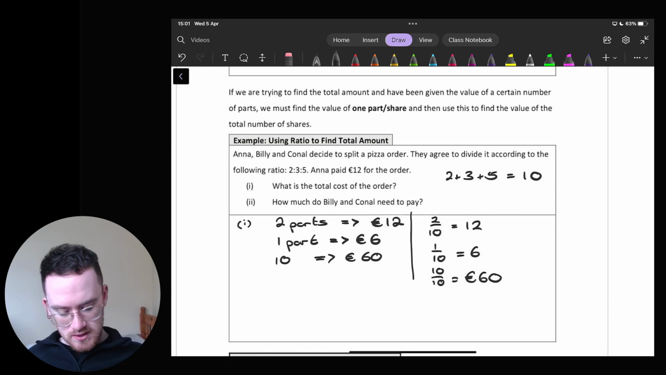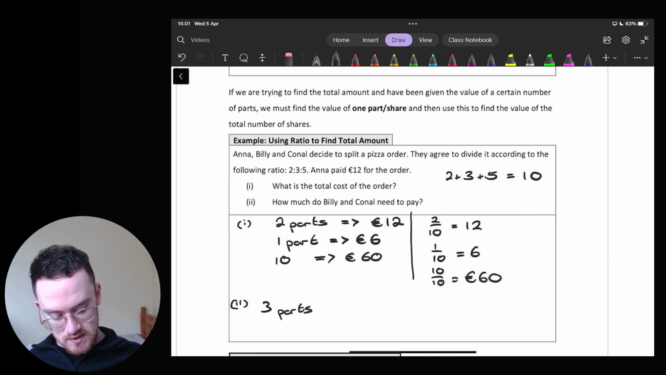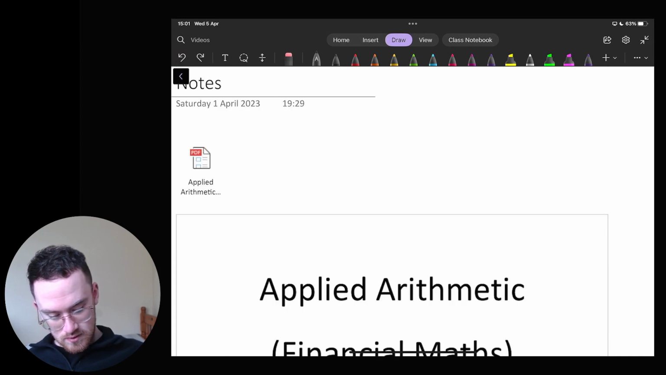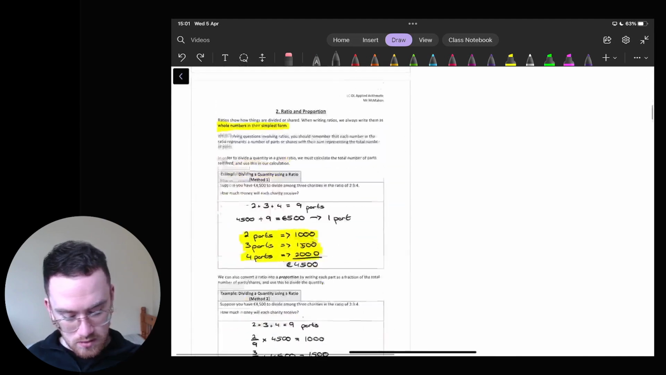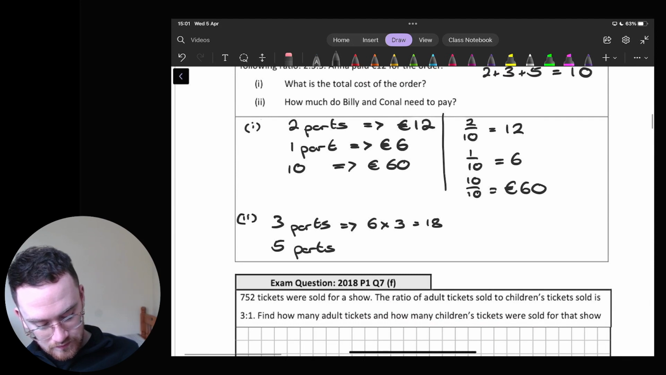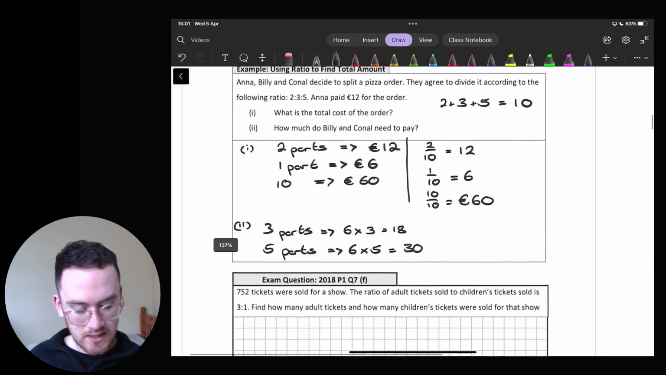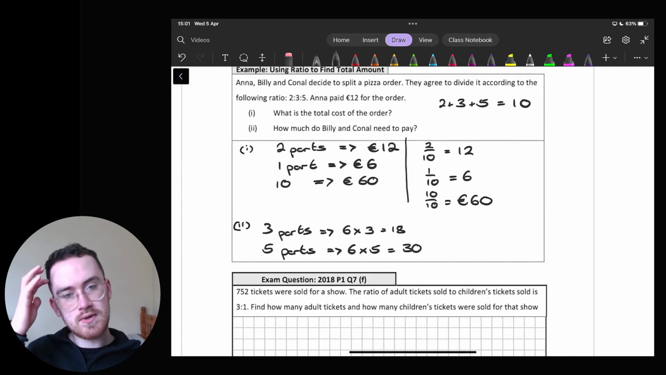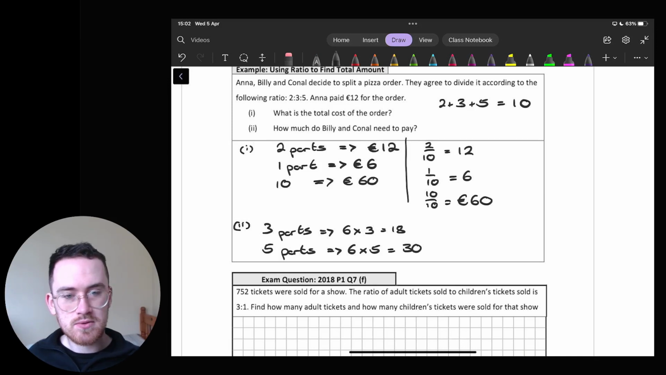How much do Billy and Connell need to pay? Billy's going to get 3 parts. 1 part was 6, so his 3 parts would be 6 euro by 3, which is 18. And Connell's getting 5 parts, so 6 by 5, and we get 30. So that's what we're getting for each person. Anna paid 12, Billy paid 18, and Connell paid 30. If we add those together again, we get back to our 60 euro that we had.